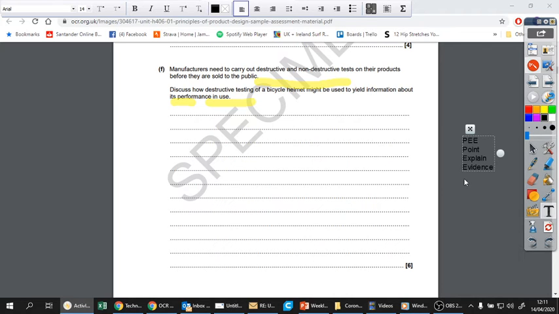Okay. The way you do PEE, you can do the explain and the evidence each way around. You can either go point, evidence, explain, or point, explain, evidence. It's up to you. Now, your evidence in this one is always referring back to the bike helmet. Okay, so this would be a little paragraph. The way to write it would be like this.